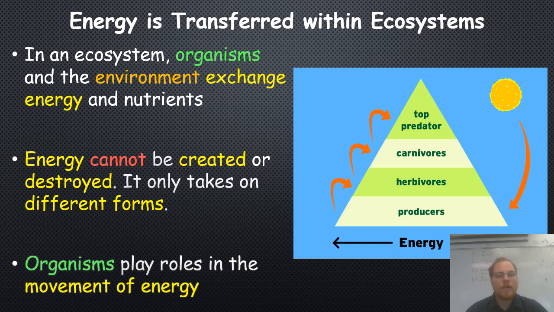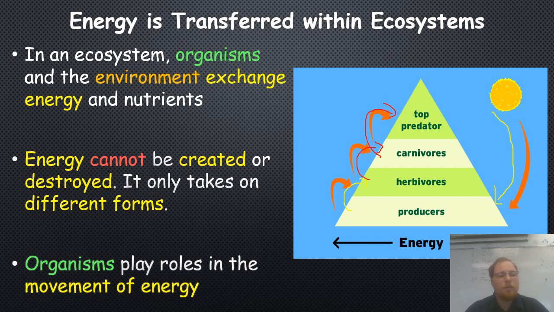So all this is kind of going together. The energy is transferred within the ecosystem. The sun is going to give energy to the producers, and those producers are going to give their energy when they're eaten to the herbivores, the primary consumers, and those herbivores are going to give their energy to carnivores, which are secondary consumers, and those carnivores are eaten by top predators, which are the tertiary consumers.